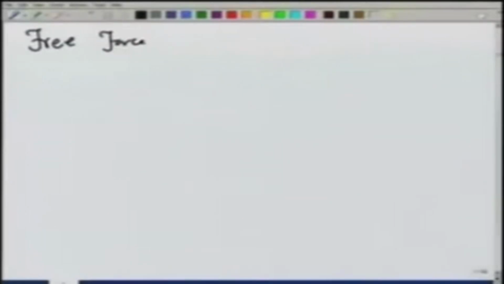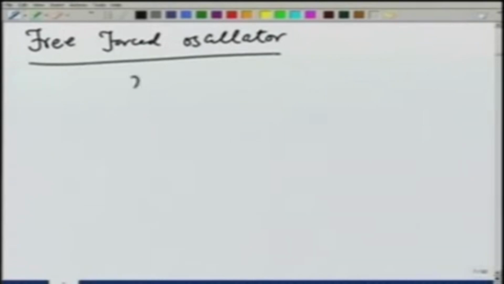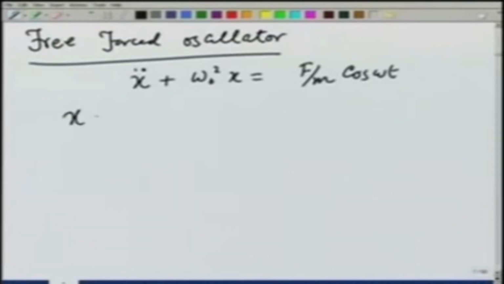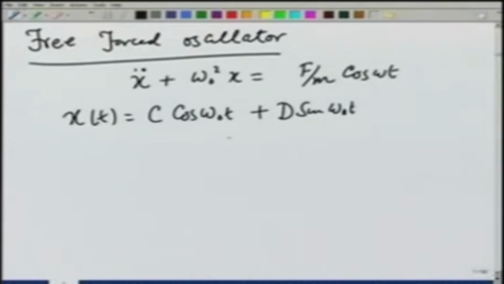So, we find that for a forced oscillator, for which the equation of motion is x double dot plus omega naught square x is equal to F over m cosine of omega t, the solution is x of t is equal to C cosine omega 0 t plus D sine omega 0 t plus x particular.